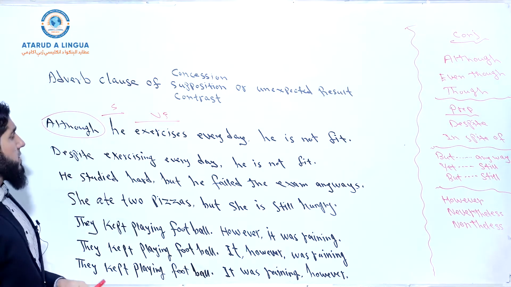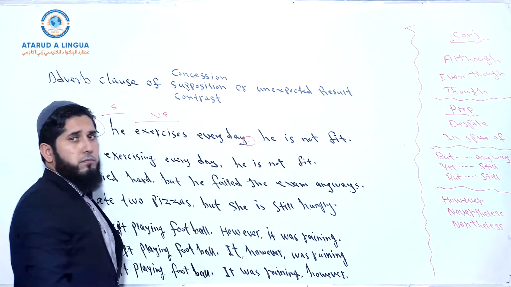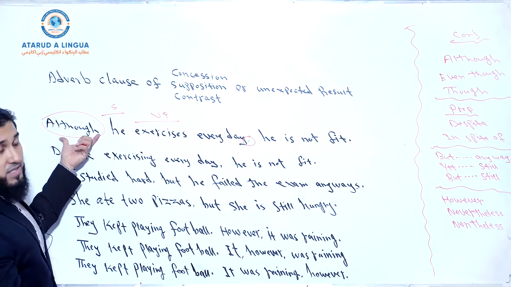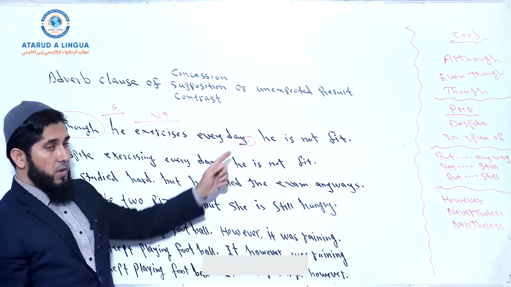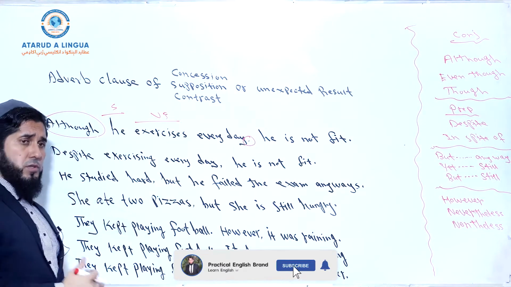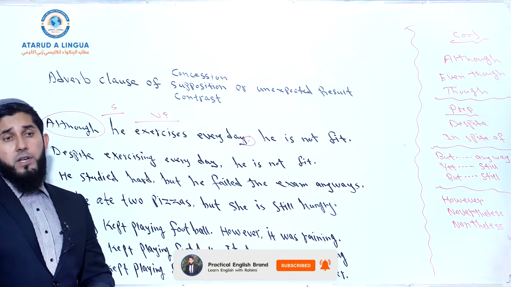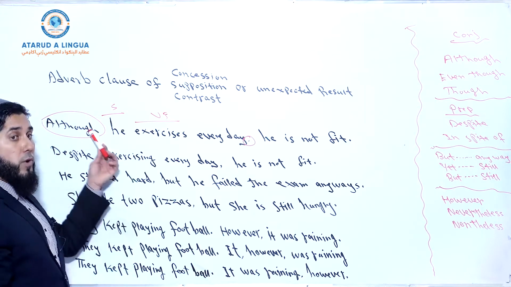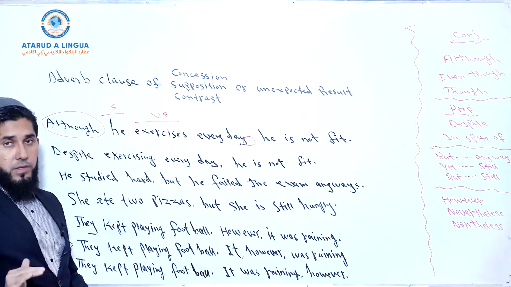So although he exercises every day, he is not fit. Now I told you before that whenever you bring your adverb clause first in a complex sentence, there should be a comma before you start the main clause. But if you change the positions of these two clauses, then you do not need a comma. For example, you can say he's not fit although he exercises every day. In that case, you do not need a comma.